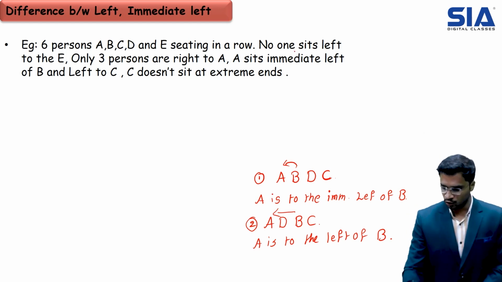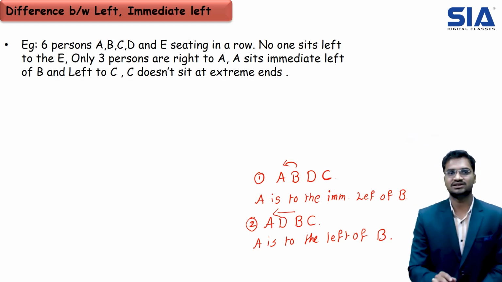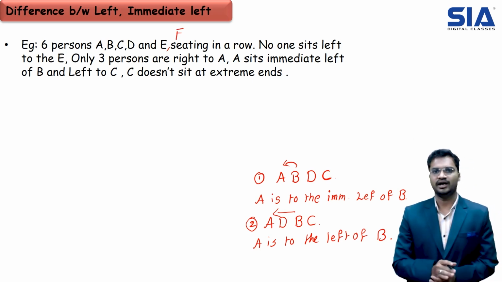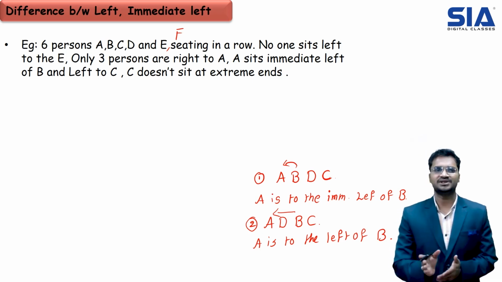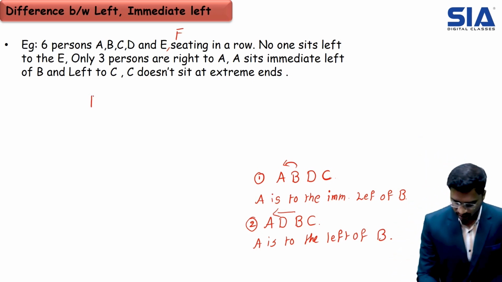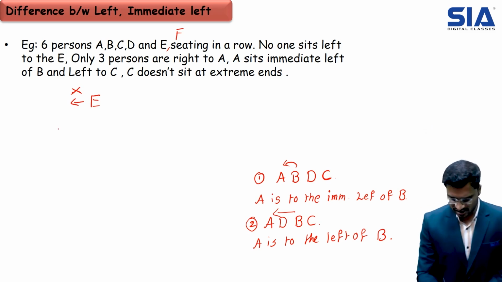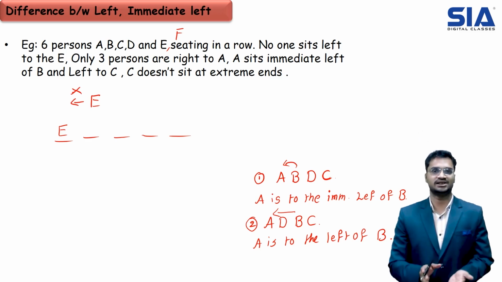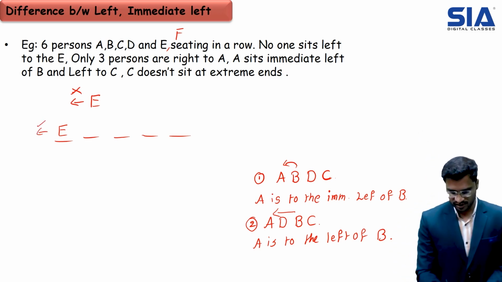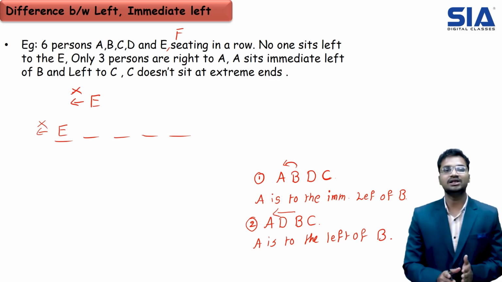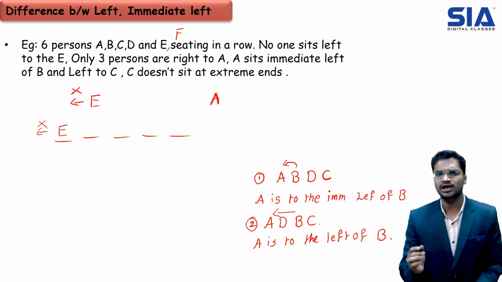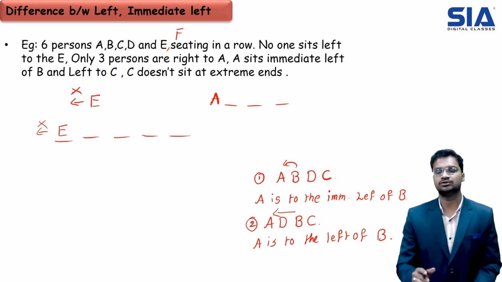Now let us see: no one sits left of E. There are how many persons? 6 persons A, B, C, D, E and F sitting in a row, and no one is sitting beside or to the left side of E. So there is no one to the left of E. I can say that E is sitting at the extreme left. E is sitting at the extreme left because to the left of E there are no persons, and only 3 persons are to the right of A. So if A is here, there are only how many persons?